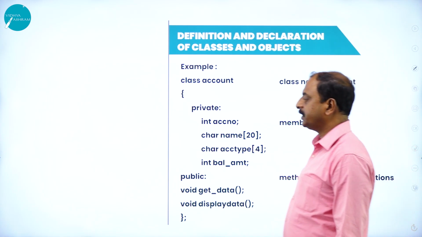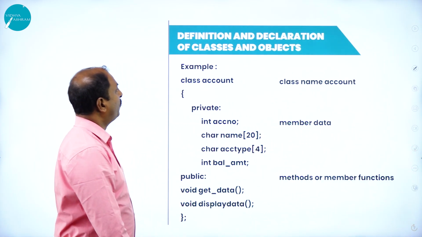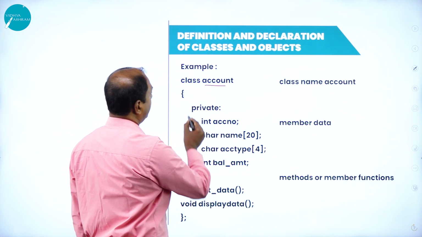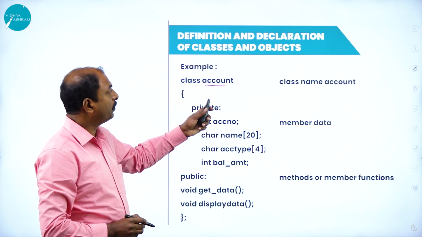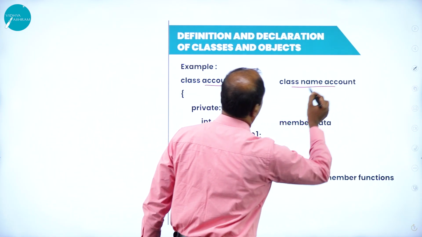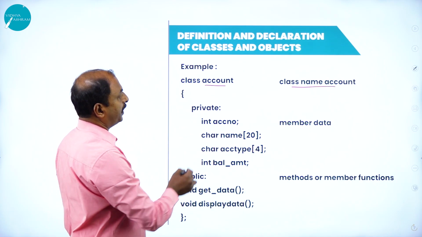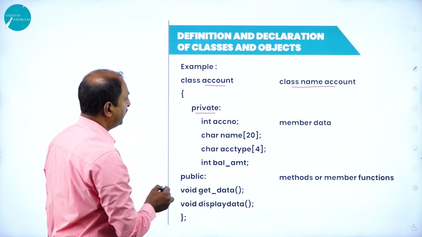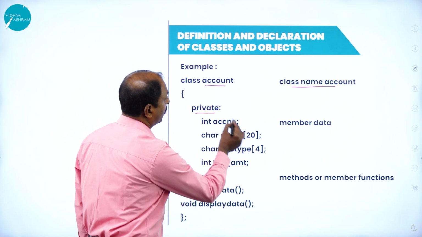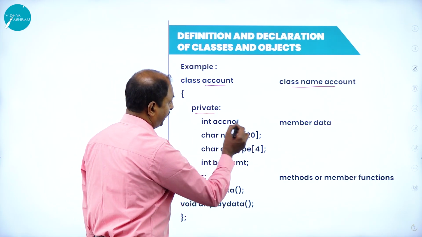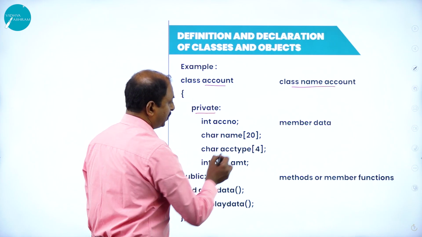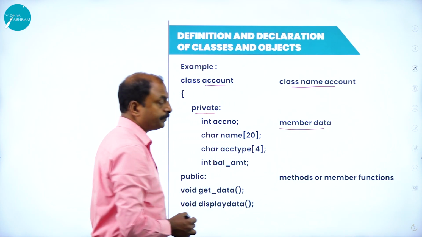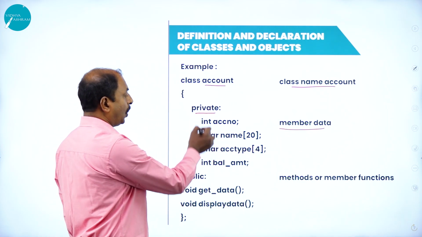Now in the next slide, let us see an example. Following the syntax, here is class account. Here class is a keyword and account is the user-defined name. Next is the open bracket, and here we are using private, which is an access specifier. Under that, in this example, int account number, char name of 20, char account type of size 4 and int balance amount. These are all called data members of this class.